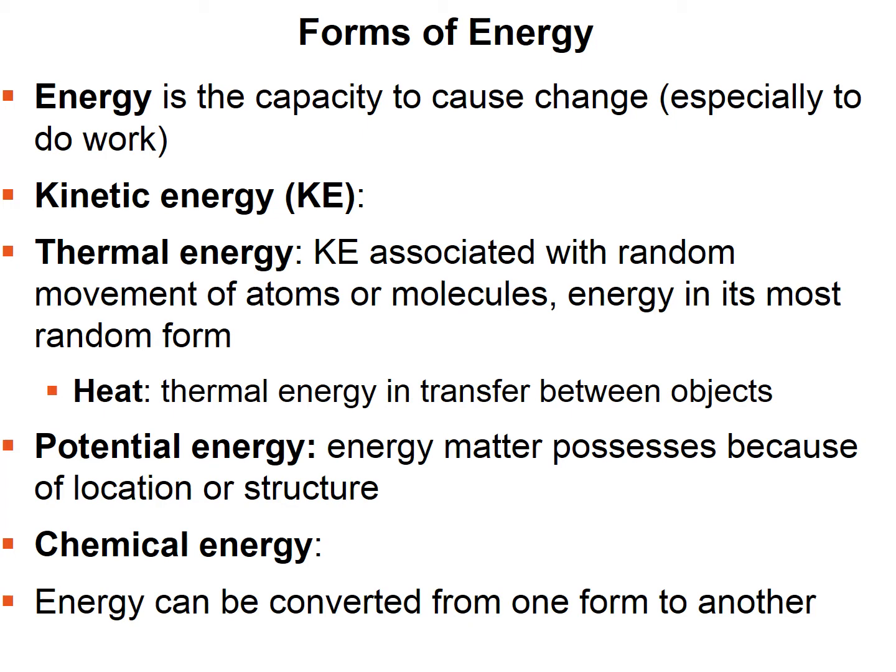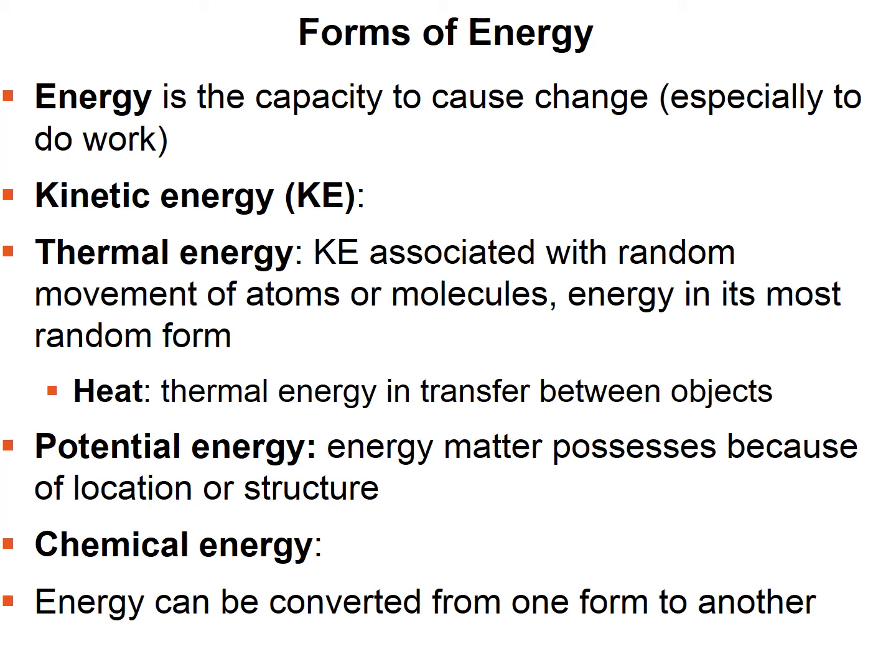One type of energy is kinetic energy. This is the energy associated with the motion of objects. So for example, using a cue stick to push a ball on a pool table. Thermal energy is a type of kinetic energy, and it's the type that's associated with random movement of atoms or molecules. It's energy in its most random form.